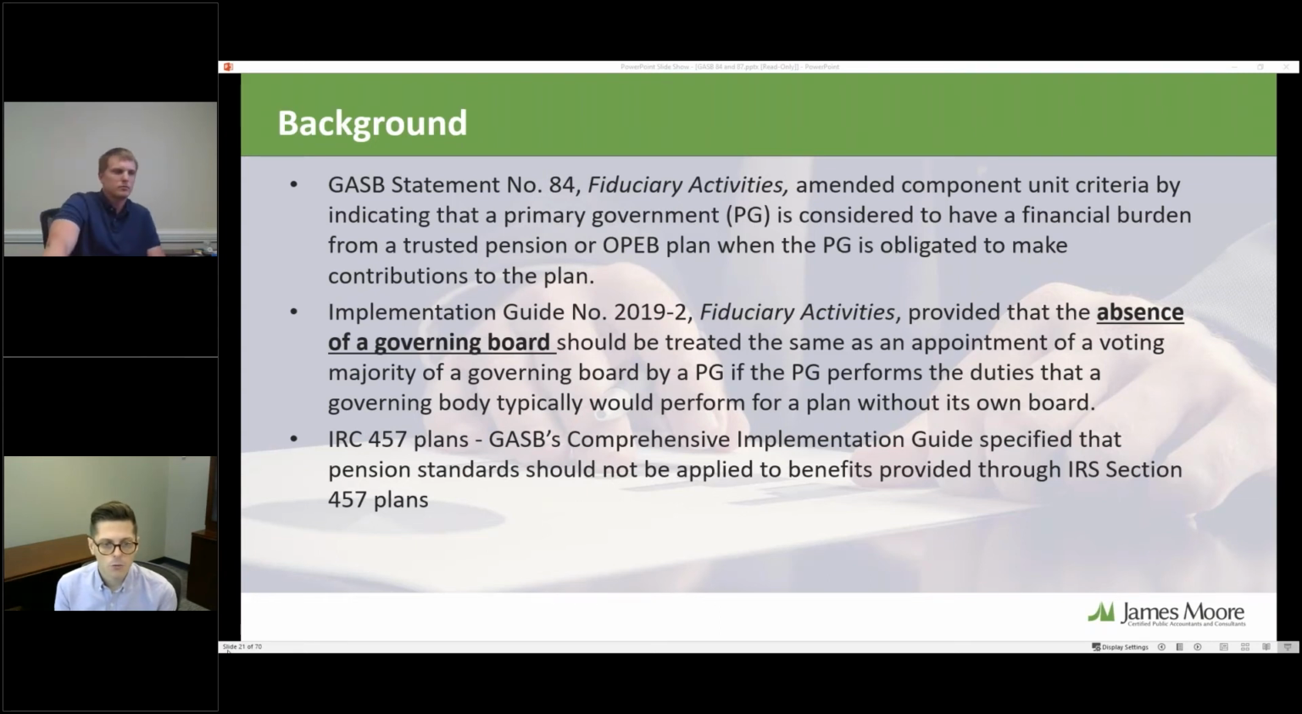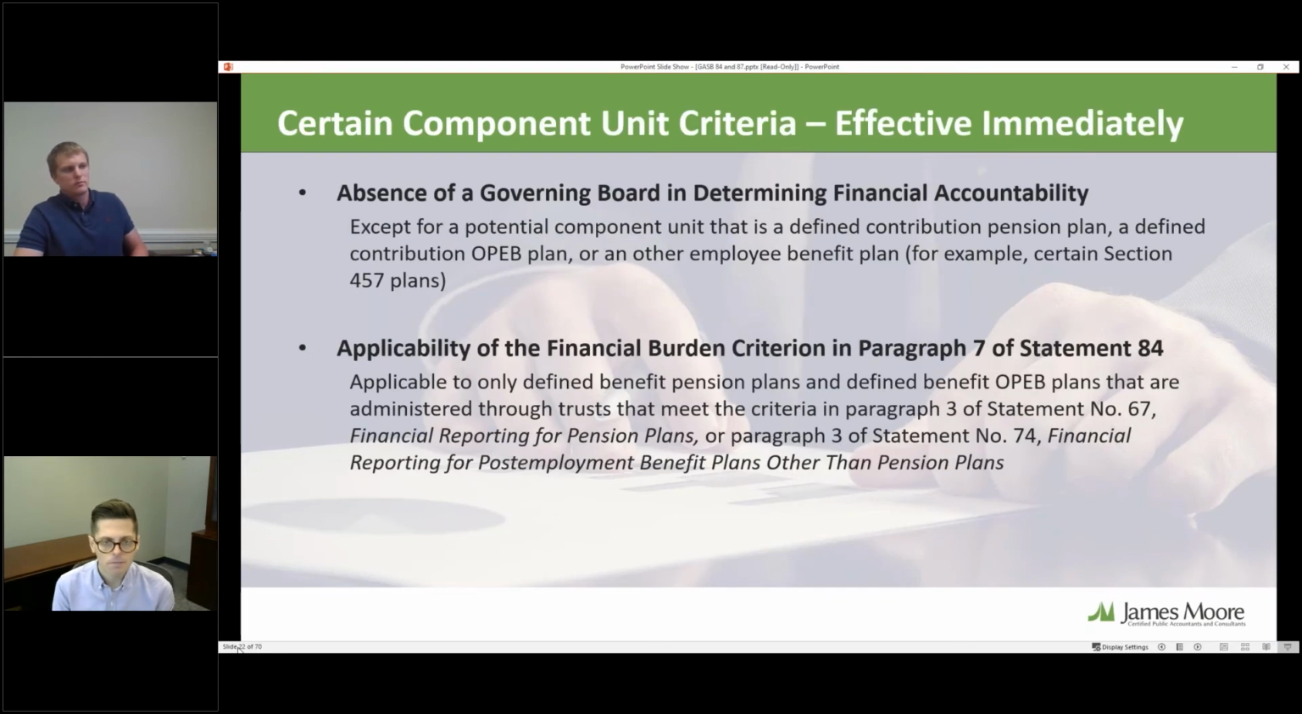Specifically for those 457 plans, the comprehensive implementation guide specified that pension standards should not be applied to benefits provided through those specific plans. So again, there were concerns about the structure of those plans and the goal of having those plans, and that this standard could have some negative cost effects on that. And so that was sort of the reasoning behind all of this.